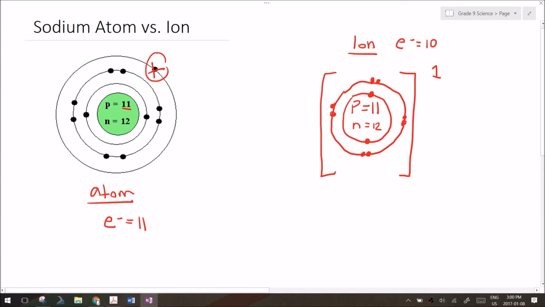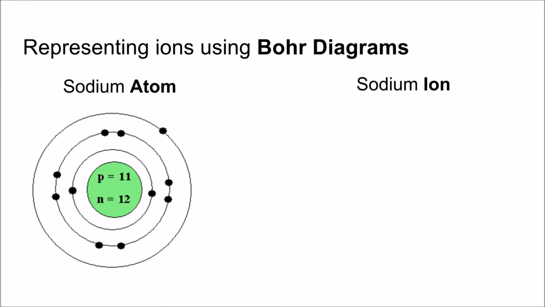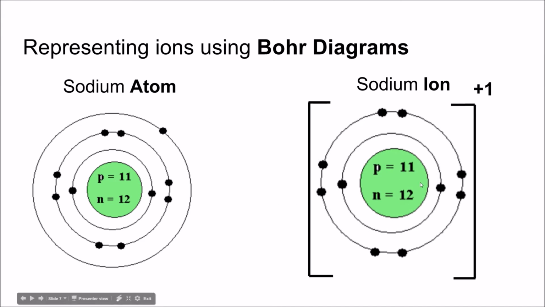So if we lose an electron, we're losing negative charge. So I'm taking away negative charge, so I become more positively charged. And so the overall charge of a sodium ion is +1 because it has lost an electron. So if you recall then, since our sodium ion has lost electrons, it has become positively charged and we call it a cation. So again, here we go. That's what our sodium ion would look like.